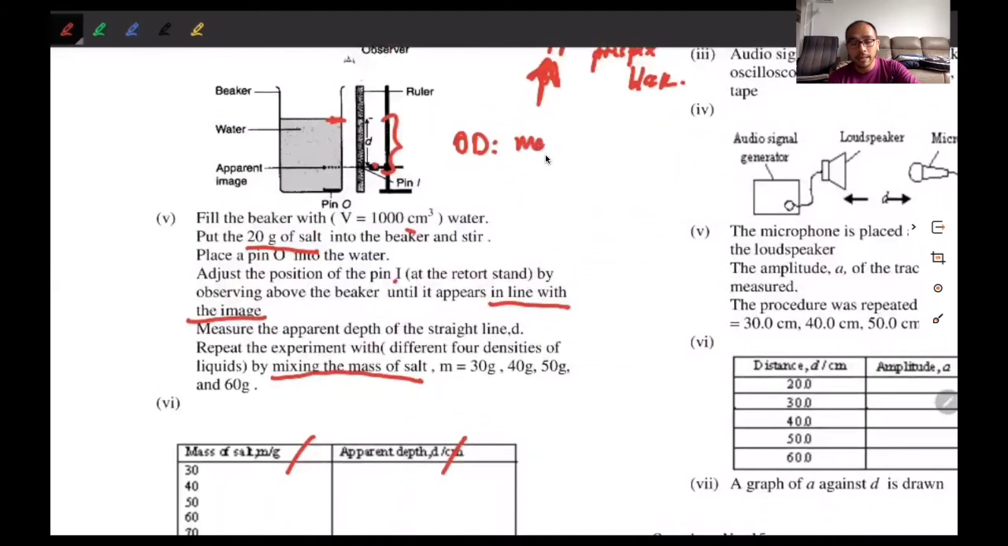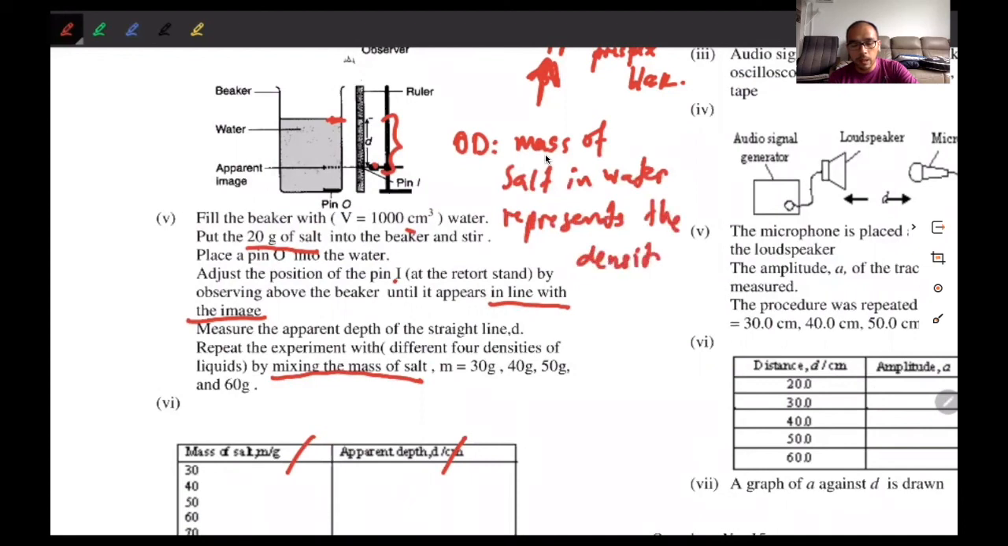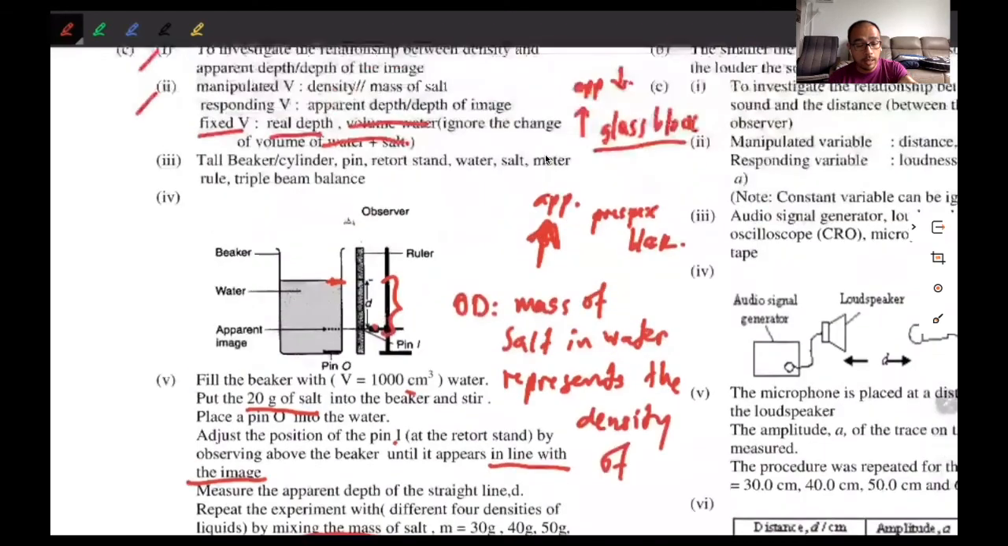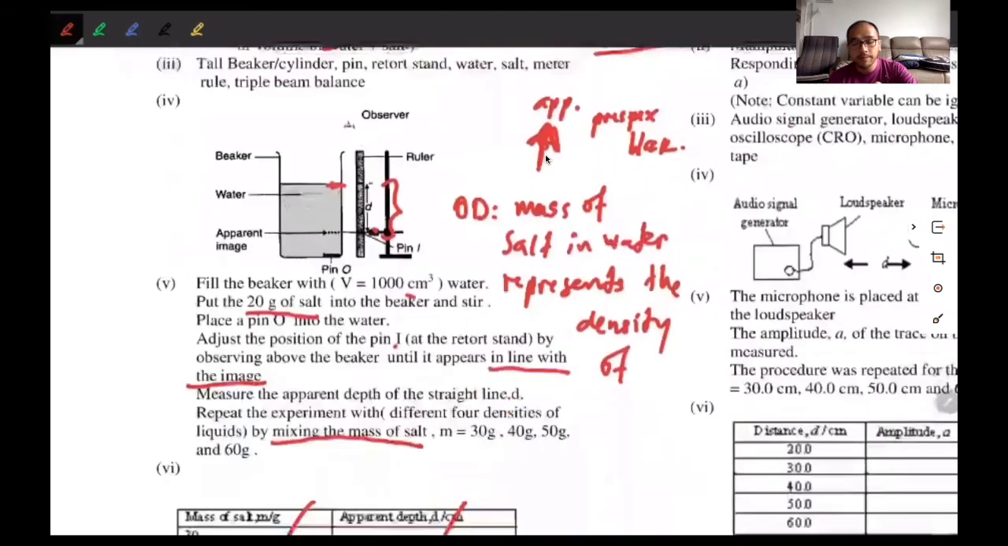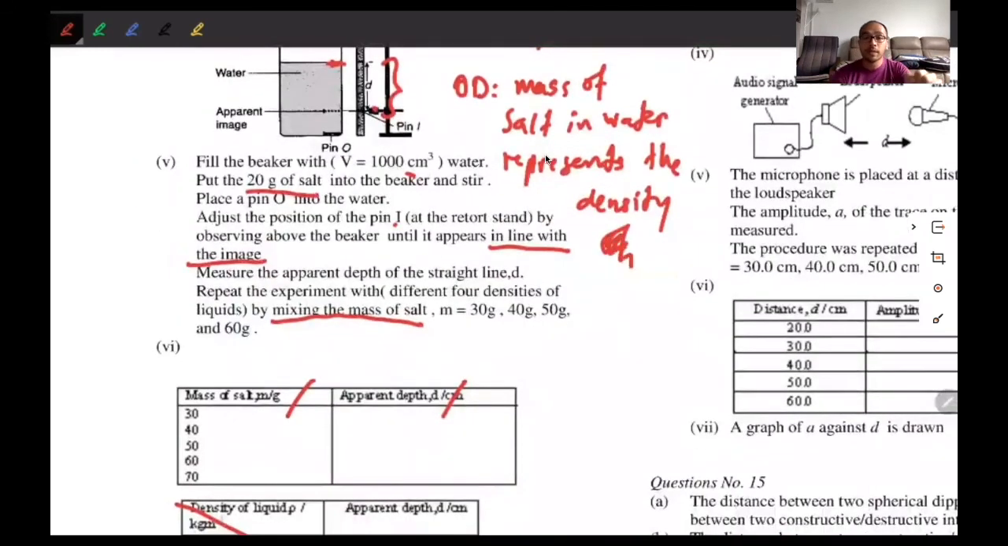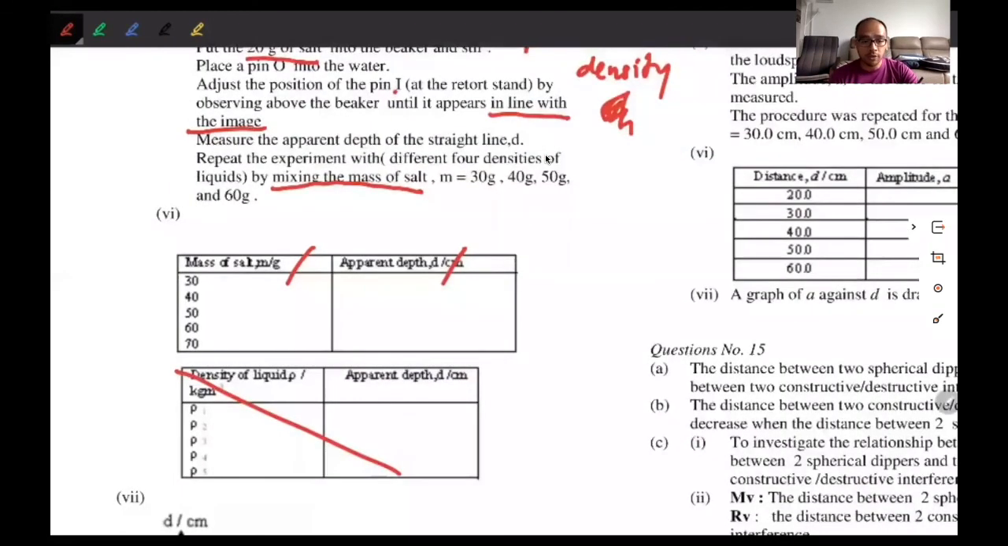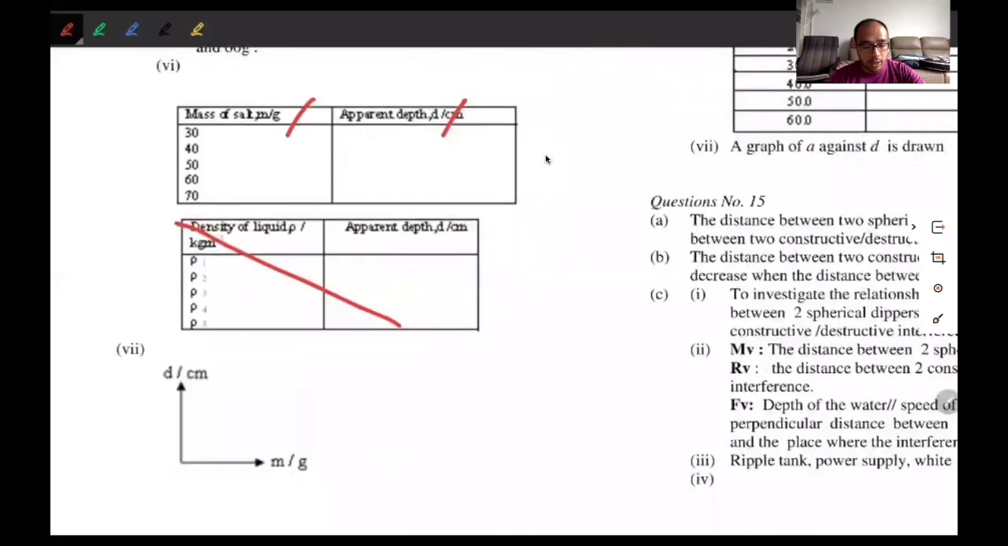The mass of salt in water represents the density of the water. You can write the operational definition as such. Then you don't even need to do something else. So here you can change to mass of salt and apparent depth.